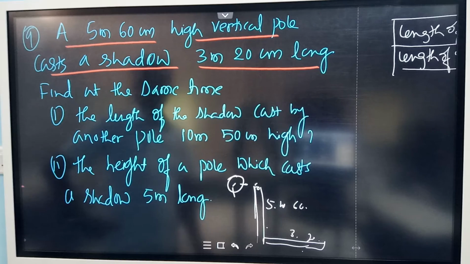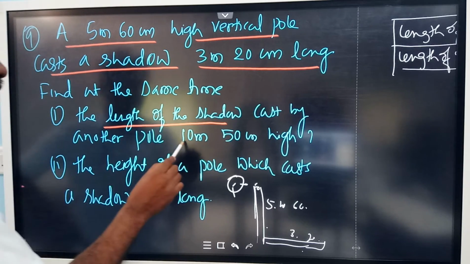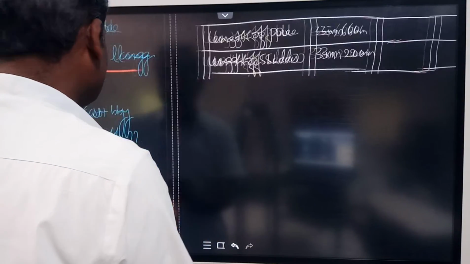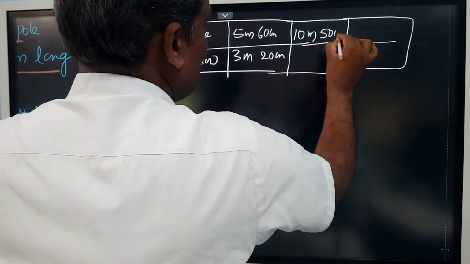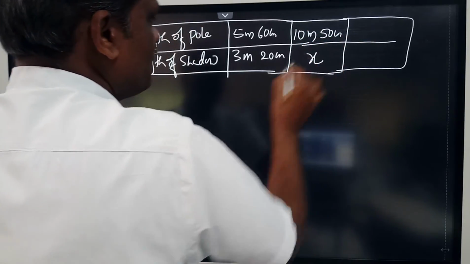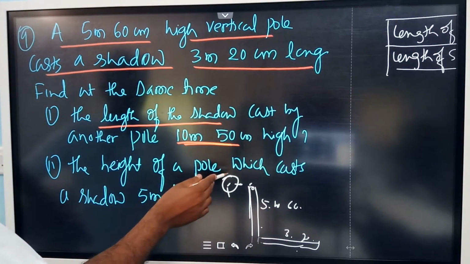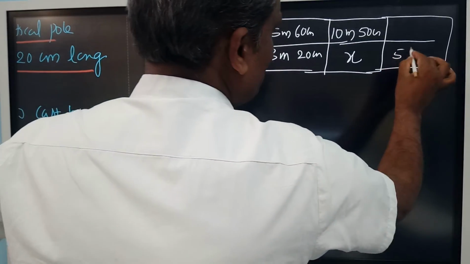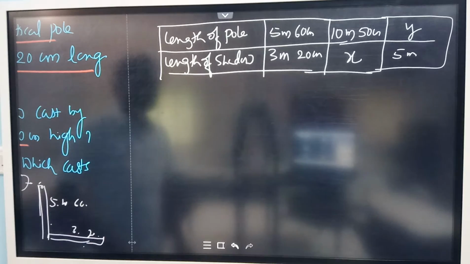Find the length of the shadow cast by another pole. The height of the pole is given as 10 meter 50 centimeter, and you need to find out this shadow. For the next one, you have to calculate the height of the pole which casts a shadow 5 meter long. The shadow length is given, 5 meter long, so you have to find out the height of the pole.